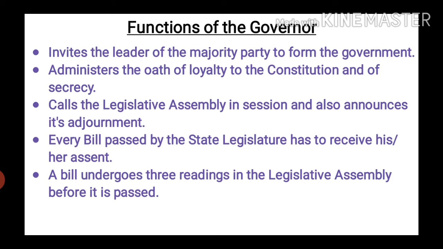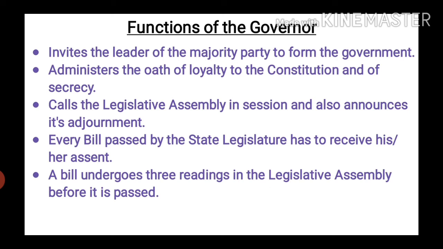First of all, he will invite the leader of the majority party to form the government. He administers the oath of loyalty to the constitution and of secrecy. Also, he calls the Legislative Assembly into session and announces its adjournment. Every bill passed by the state legislature has to receive his or her assent. Assent means his consent and then signing.